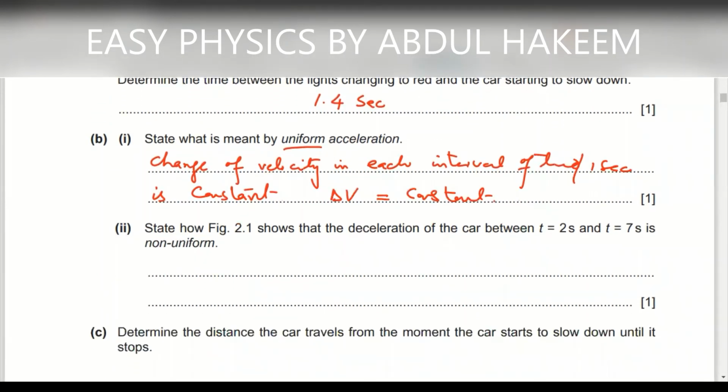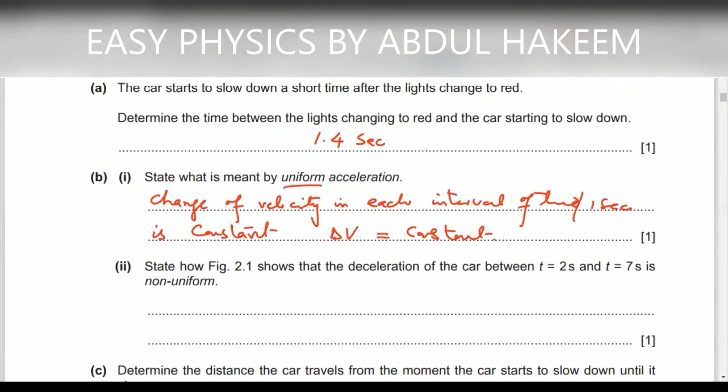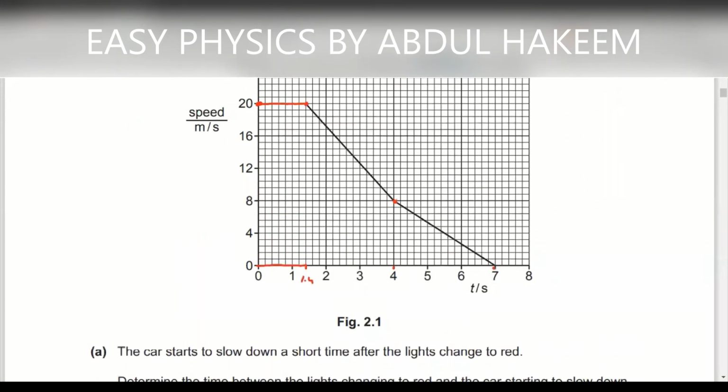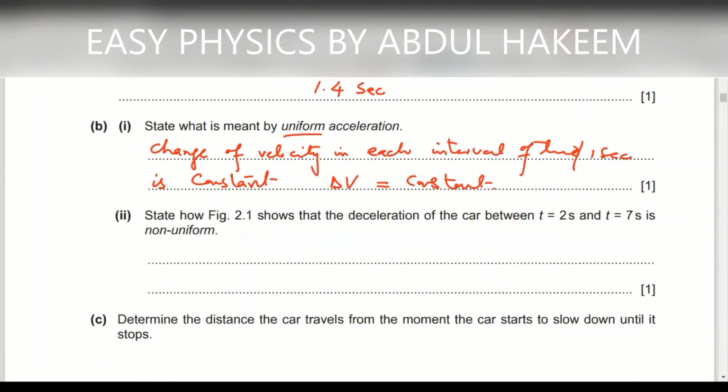Next, state how Figure 2.1 shows that the deceleration of the car between 2 seconds and 7 seconds is non-uniform. Look, at 2 seconds, this is the line. At the 7 second, this is the line. The gradient of both lines is the acceleration. Look, the slope, the gradient of this line number 1 is different from line 2. So we will write here the gradients of the lines are not the same, are not equal. Thus, deceleration is not uniform.